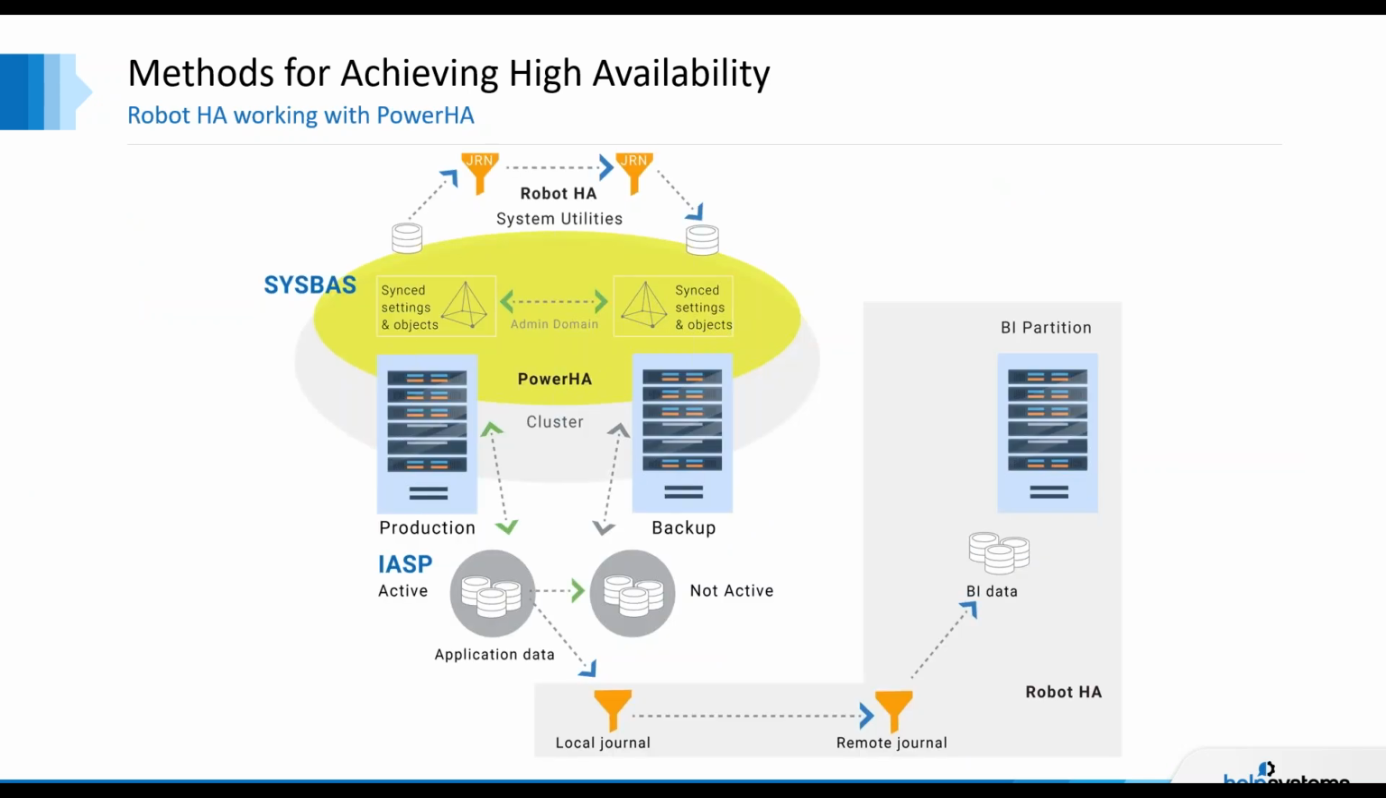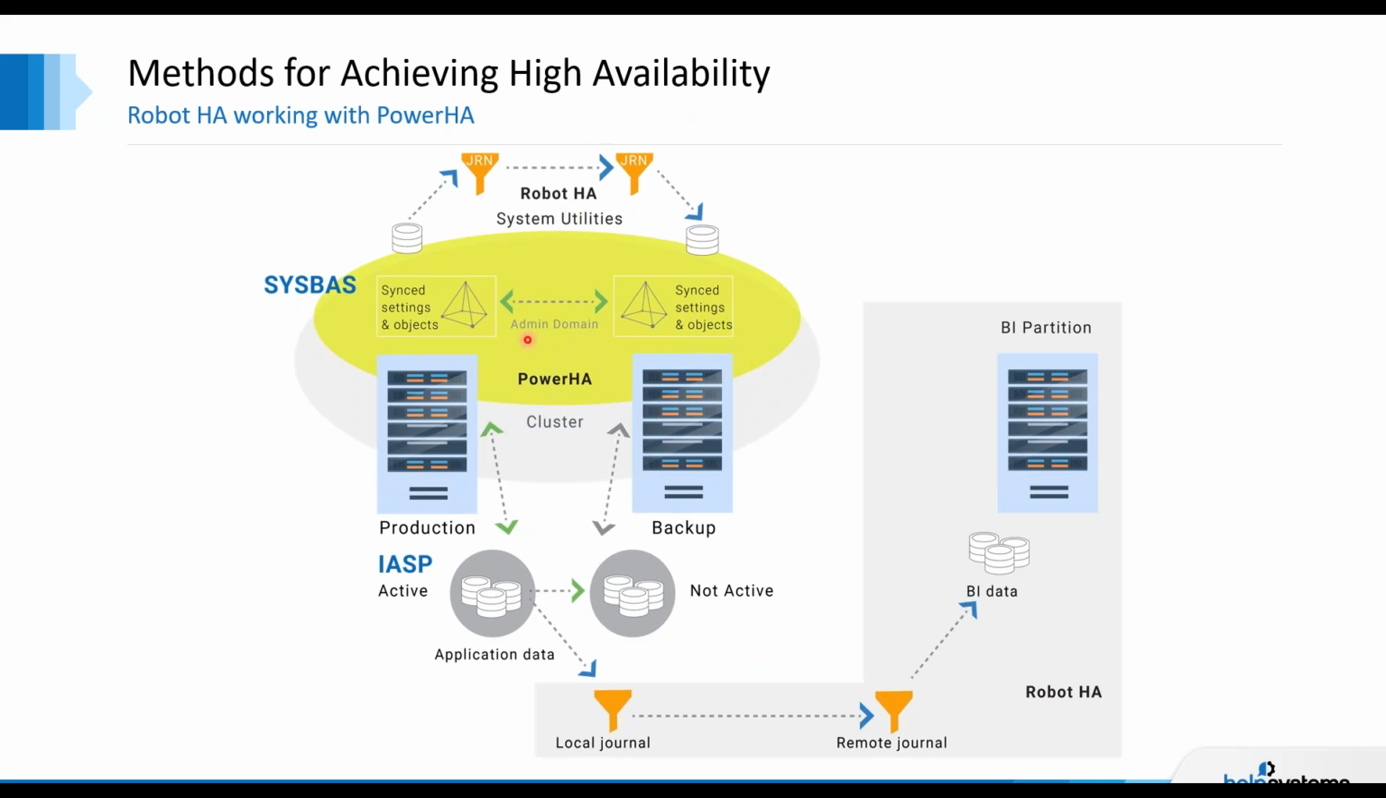And then, of course, we can combine these things together. We can combine Power HA with Robot HA, and for that matter, DB2 Mirror for i, and deliver on disaster recovery, high availability, whatever you want to call it. And that's a topic in itself. What is DR versus HA, right?